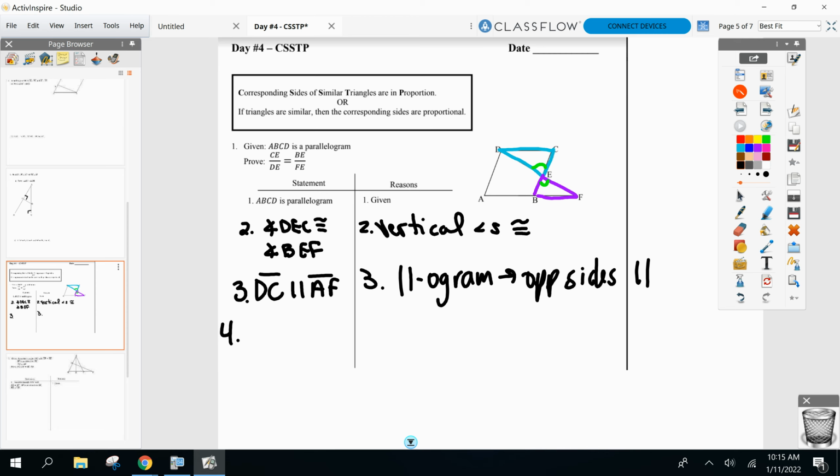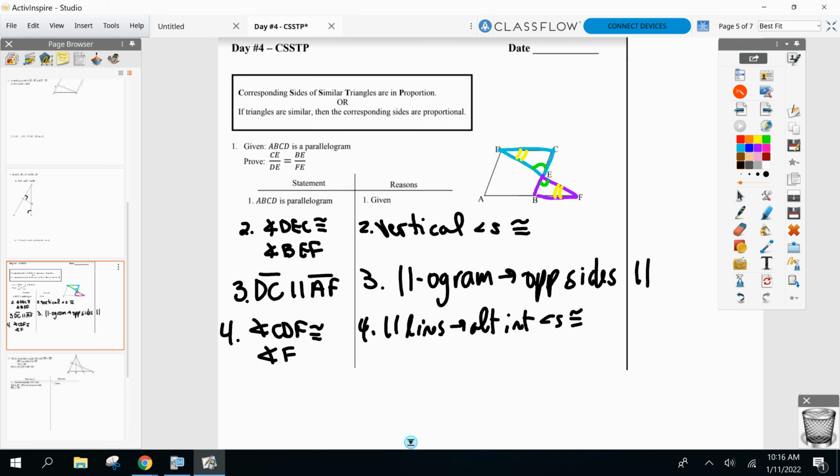alternate interior angles congruent. Okay, so Callum chose CDF congruent to F. Anybody have angle C congruent to CBF? Because that's also another pair of alternate interior angles. So don't change it if you had the other pair. Again, angle CDF congruent to angle F, or you had the other pair, which is fine. Parallel lines imply alternate interior angles congruent. Perfect.